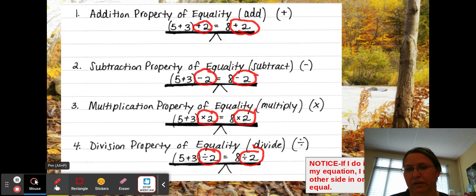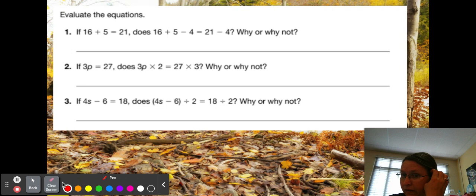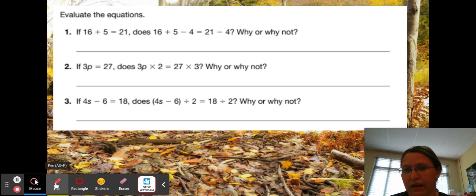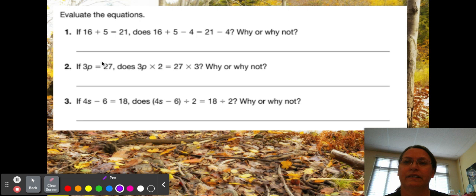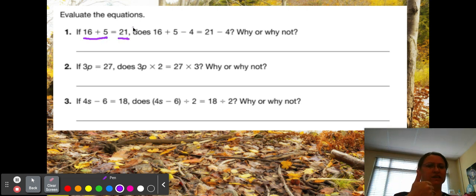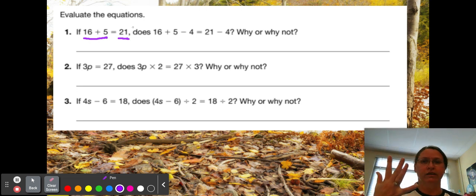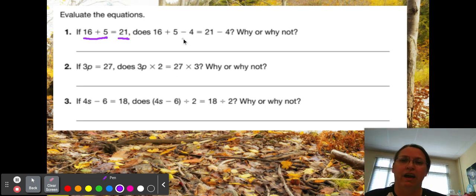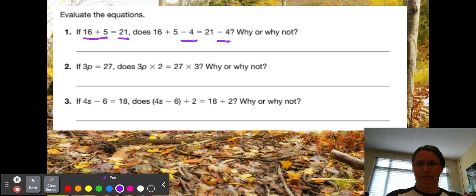Let's look at the next part of our lesson. We have a couple of examples, so let's look at this. If I have 16 plus 5, which equals 21, which is correct, 16, 17, 18, 19, 20, 21, then if I take 16 plus 5 minus 4, does it equal 21 minus 4? What do you think? I think it does, because if I subtract 4 on one side, I have to subtract 4 on the other side.